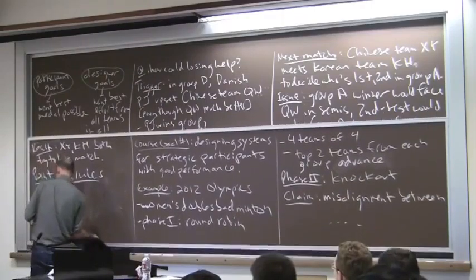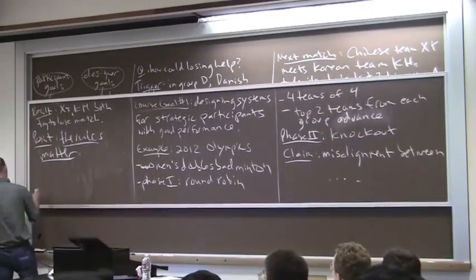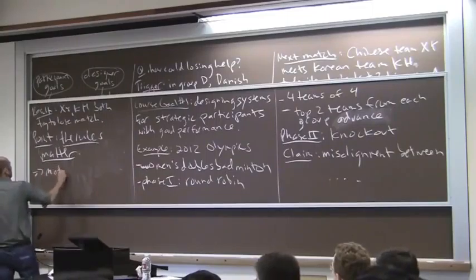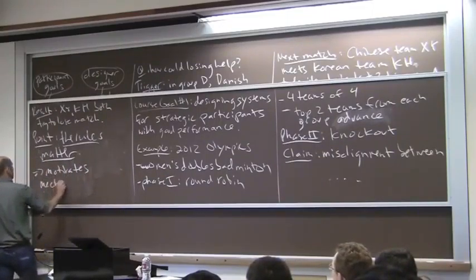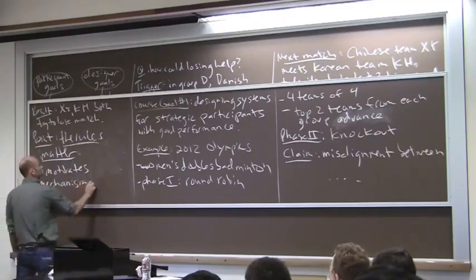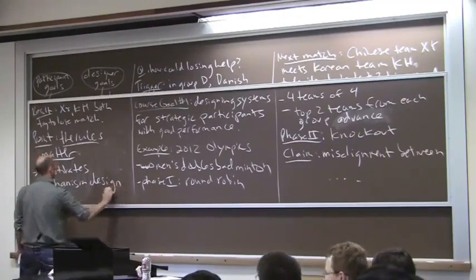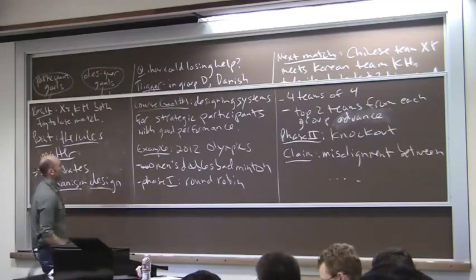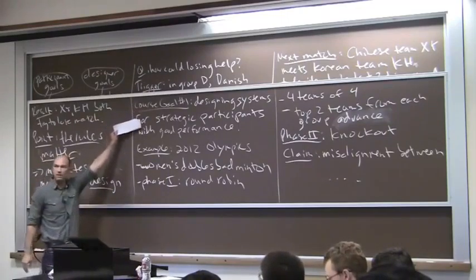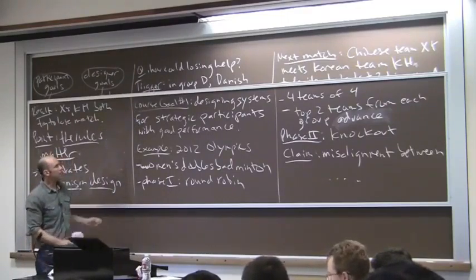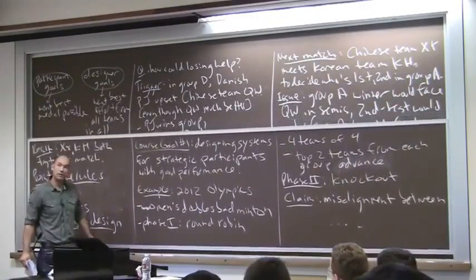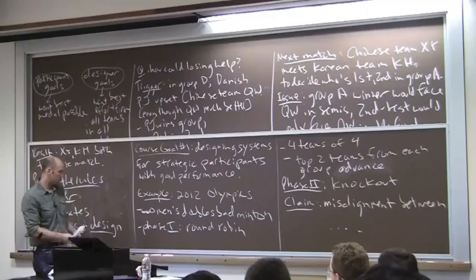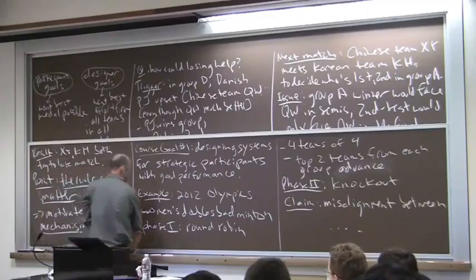So the rules matter. And the name of the field is mechanism design. And again, the goal of mechanism design is exactly what I said our first course goal was. How do you design systems when you have strategic participants so that the end result is something you want? Okay? It's a desirable outcome from the designer perspective.